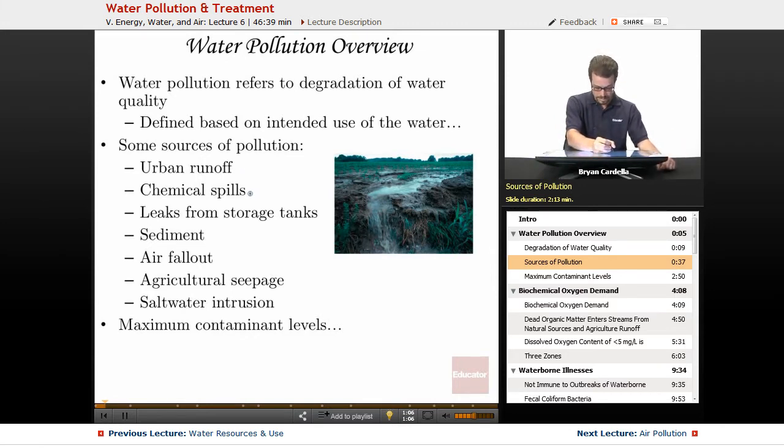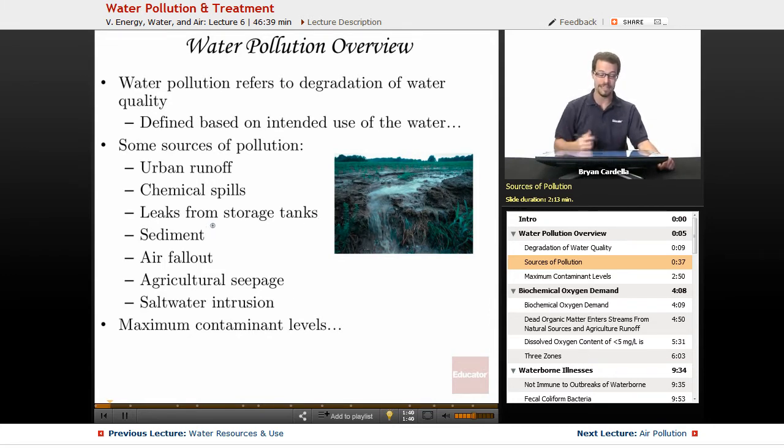Chemical spills. There are accidental chemical spills that happen, mismanagement of waste materials from ships, factories, whatever it might be. That's definitely a source of pollution. Leaks from storage tanks. The storage tank may be old, it may be a lower quality material, whatever it might be. Those leaks can happen above ground or underground. And actually, in recent decades, there have been improvements to the minimum standards required for storage tanks of harmful waste materials that could be pollutants.